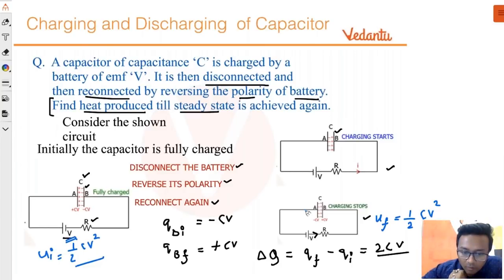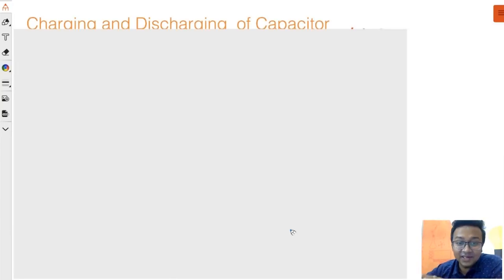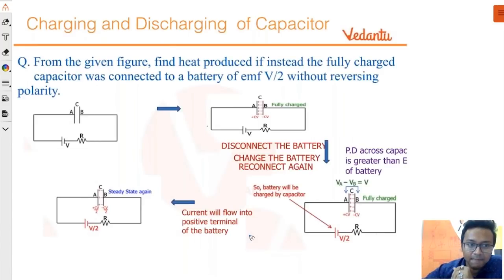Now, what is going to happen in this case? This one is very interesting, students. So looking at the solution out here, initially this was the condition. Now, what you did is you changed the EMF to V by 2. Now, what will be the charge when steady state has been reached? This is going to be CV by 2. If you are not able to see it, I'll just write it in bold. This is CV by 2.